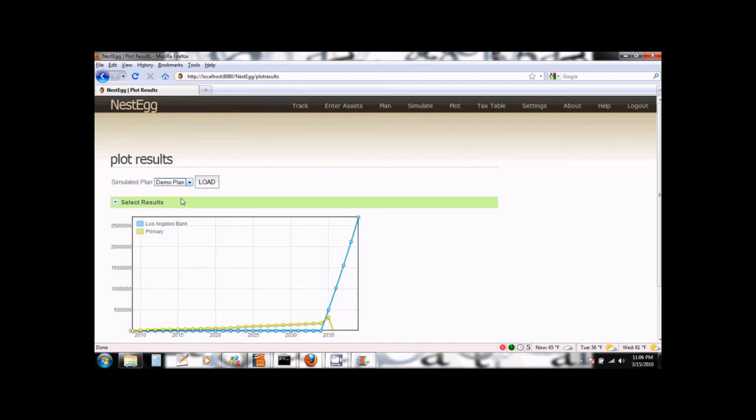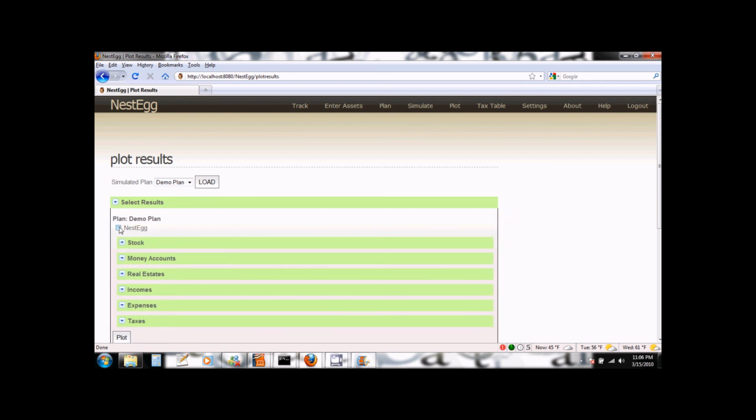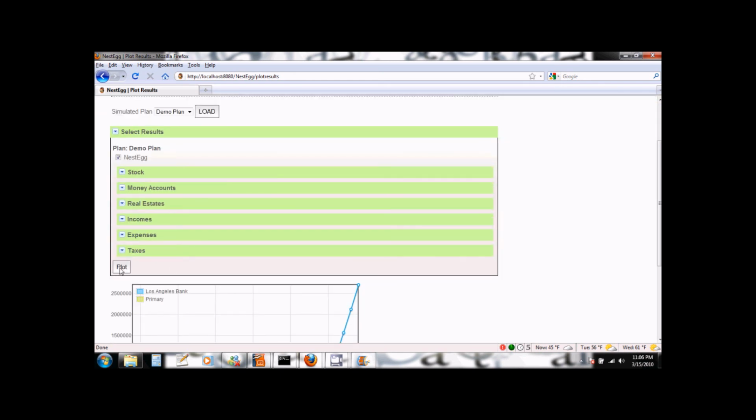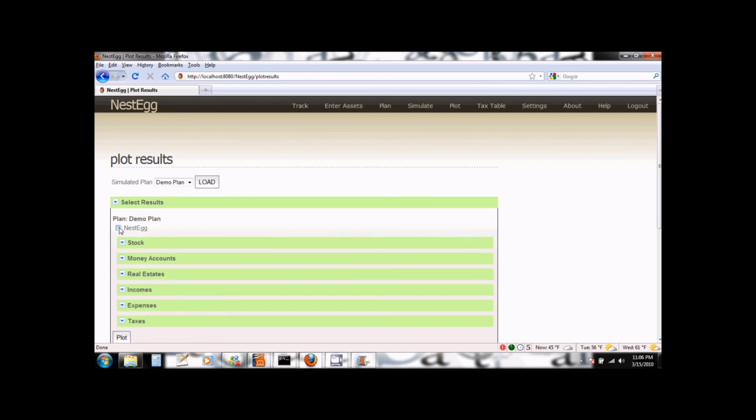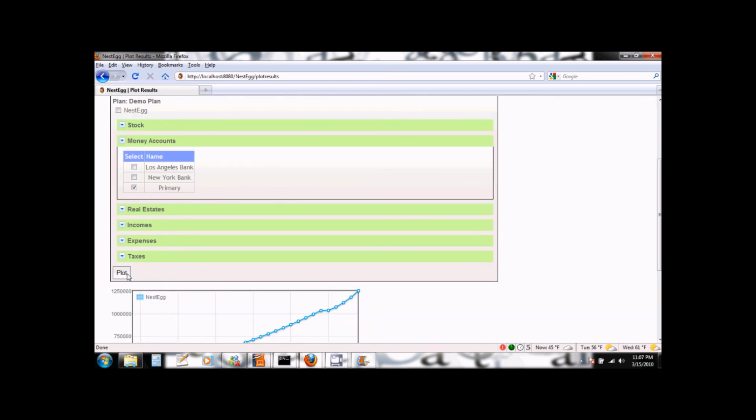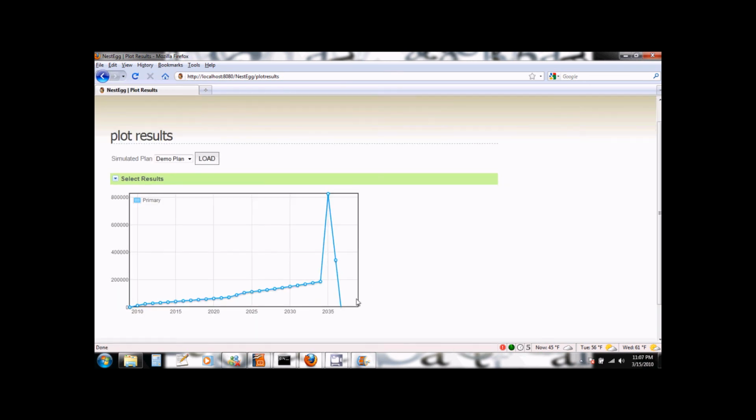Once the simulation completes, let us continue and look at the result. We remember again that we need to load the new results. Then we go back. Let us once again first look at nest egg, because that's very important. It is nice and positive, so we are happy. Now let us look at our primary checking account, which is under money accounts. We click on plot. We see that it is still hitting 0, but it is now happening in a different year. So let us look at what happened.